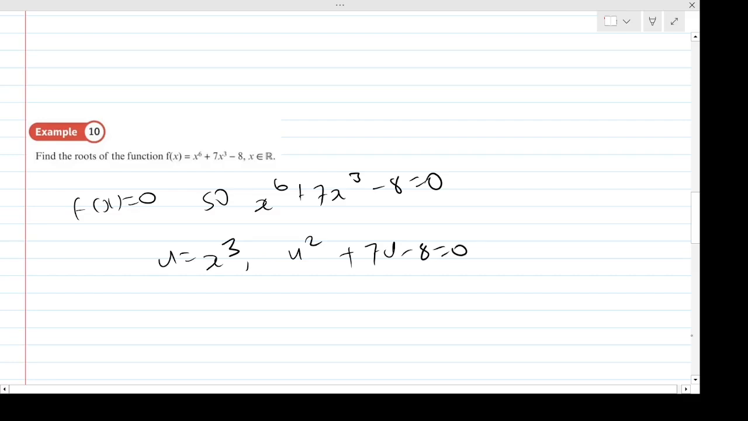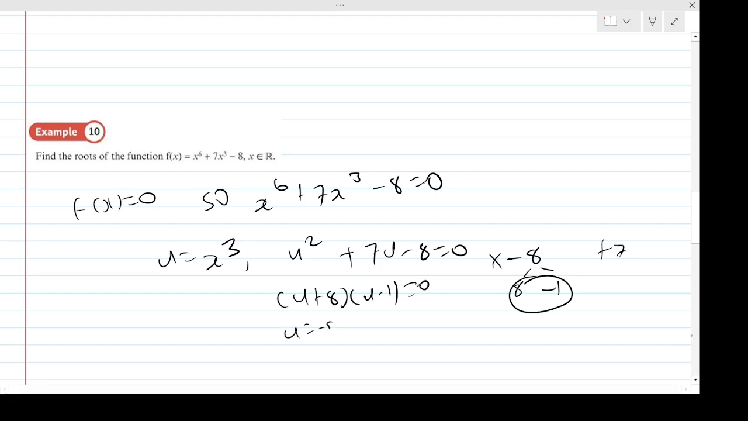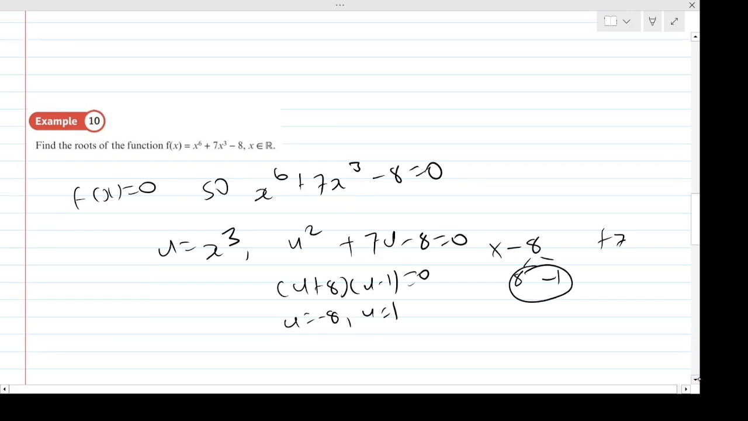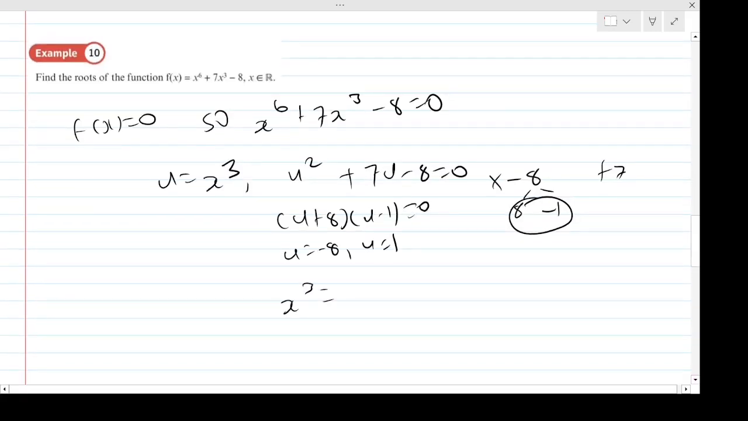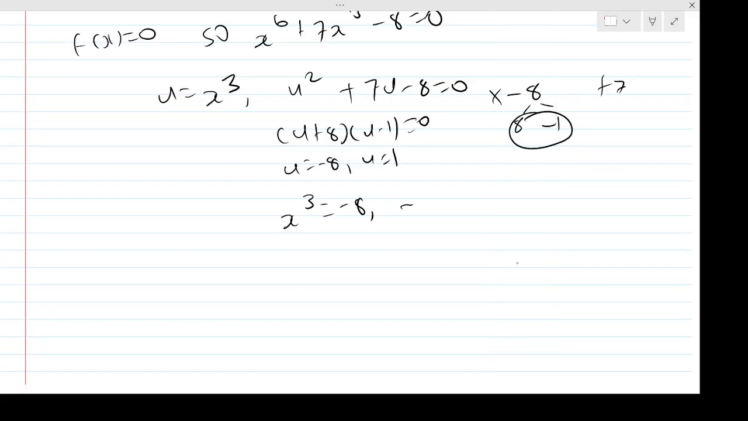Then I can solve that by factorising again. Factors of 8 and 1 are great, because if I do positive 8 minus 1, that adds to get 7 and multiplies to get minus 8. So my factors are u add 8 and u minus 1 equals 0. So u is equal to minus 8 or u is equal to 1, but we want to solve for x. So x cubed is equal to minus 8 or x cubed is 1. If I cube root everything, I get x to be minus 2, or the cube root of 1 is just 1, so x could be 1. And those are my two roots of the function.